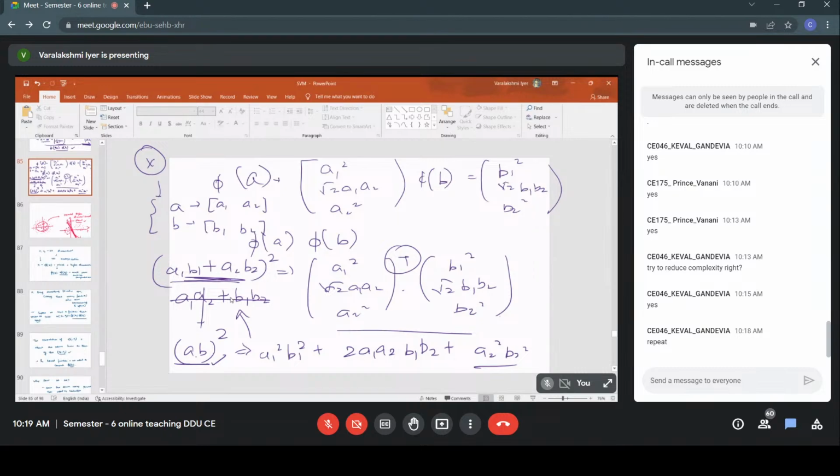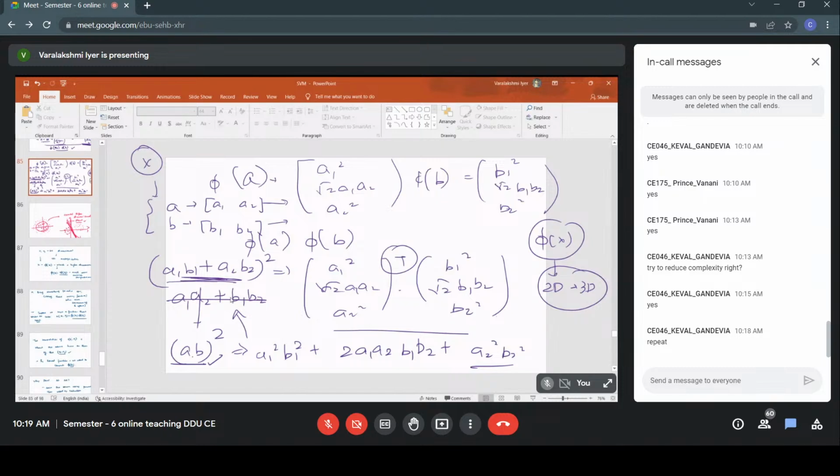Now we'll convert each of these two-dimensional feature sets into three-dimensional form, using this phi of x, this higher dimensional data. So phi of x is our function through which we'll be converting our two-dimensional data into three-dimensional form. The phi of x is actually x1 square, root 2 x1 x2, x2 square. So we have converted both A and B into higher dimensional form. A is a1 square, root 2 a1 a2, a2 square, and B is b1 square, root 2 b1 b2, and b2 square.